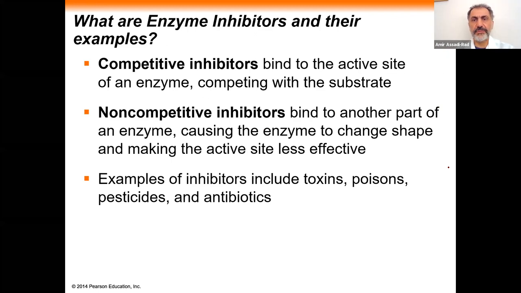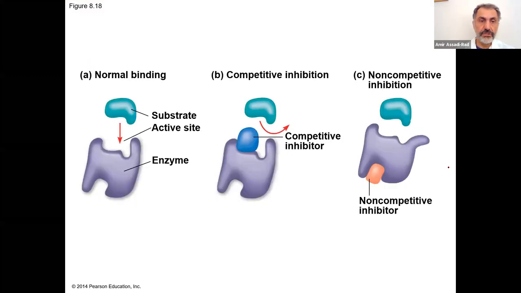What are enzyme inhibitors and their examples? Competitive inhibitors and non-competitive inhibitors. There are two types. A competitive inhibitor is like this one. It comes and sits on the active site, right there. When the substrate wants to come and proceed with the chemical reaction, it does not happen because there's a hindrance right here. Okay, that is called competitive.